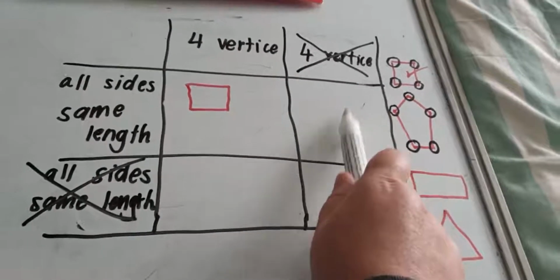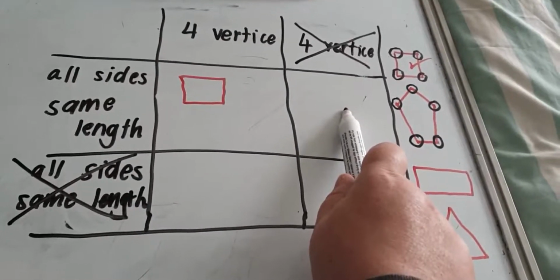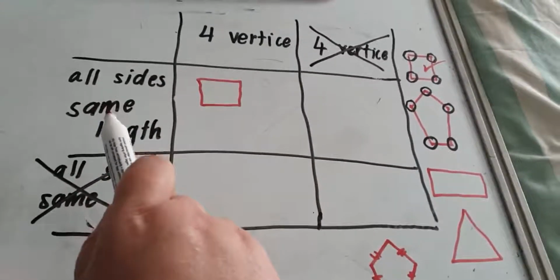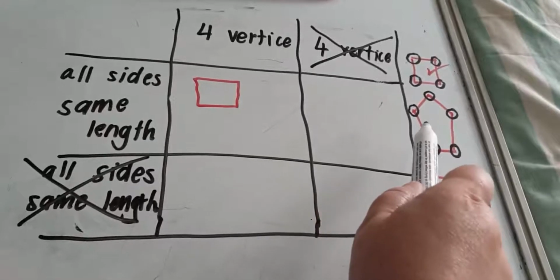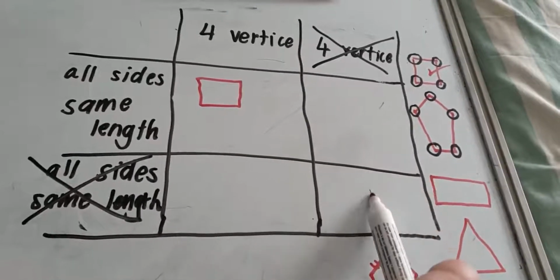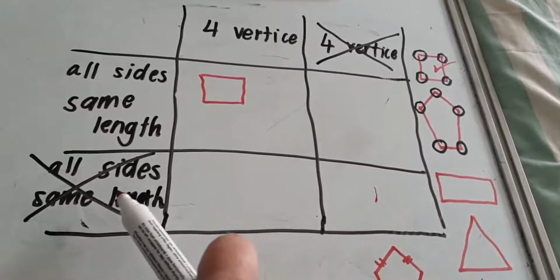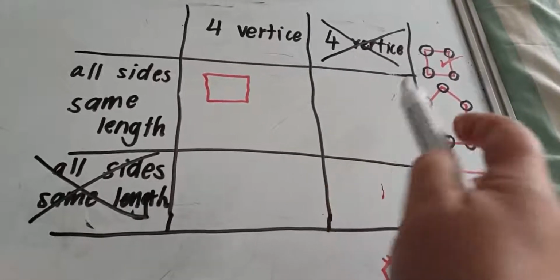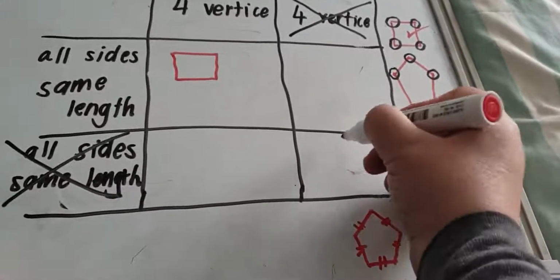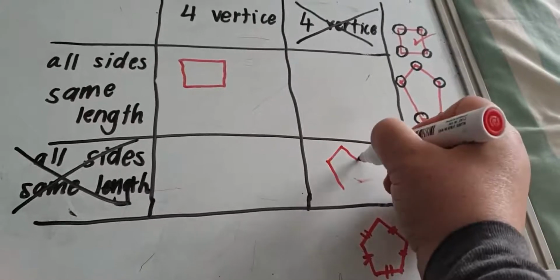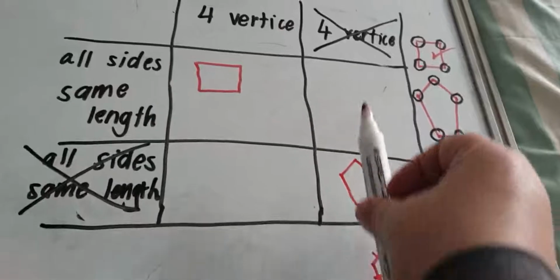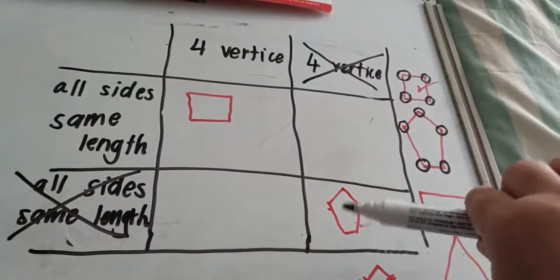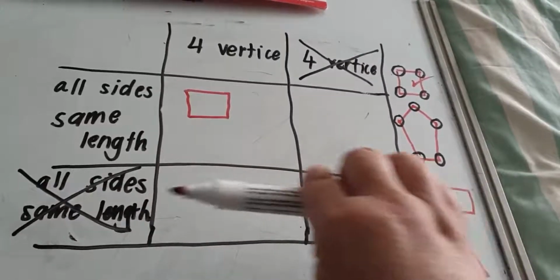So are we going to put it here? Let's check. Let's go along the row. Does it have all sides the same length? No. Does it have all sides not the same length? Yes. And not 4 vertices. So it needs to go in there. So it matches that title going up and down the column and that title going along the row.